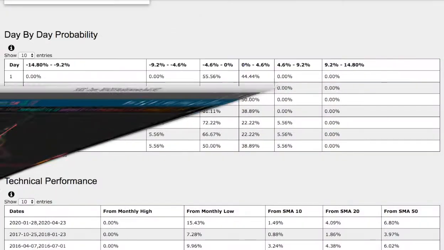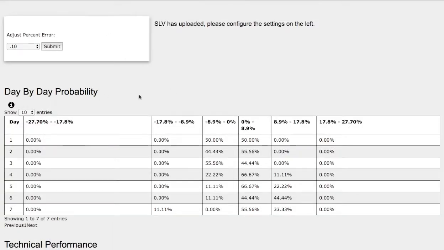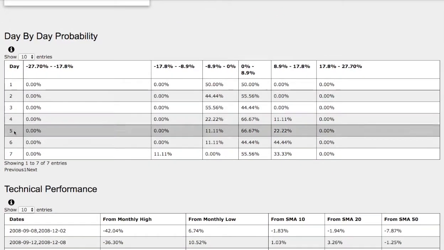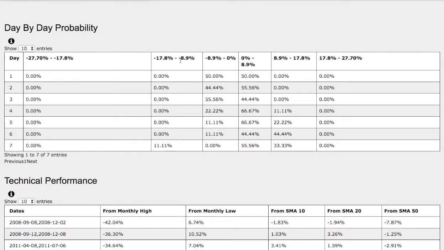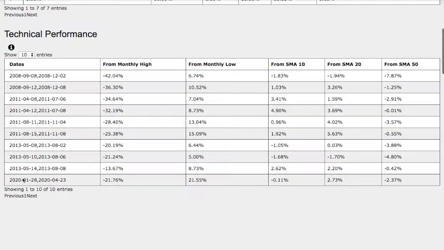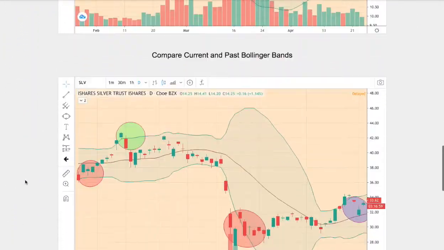So let's examine the silver day-by-day probability model. As we progress to the 7th day, we have a 55% chance for silver to climb between 0 and 9%. On the extreme case, we have a 33% chance for silver to climb between 9% to 18%. And on the other hand, in the extreme case, we have an 11% chance for silver to fall between negative 9% to negative 18%. So let's head to the day-by-day forecast for silver.